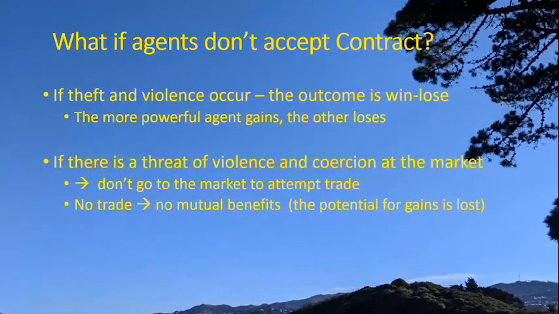If theft and violence did occur, what would happen? We could think about it. Suppose Smith and Jones have to travel to the marketplace in order to trade their goods with each other. And suppose on the way to the marketplace, it was quite likely that bandits would come along and take the goods that they were bringing to the market for trade. That might happen once or twice. You might try to prevent it. You might try to travel at night so the bandits don't catch you.